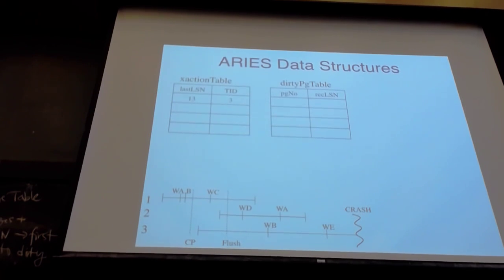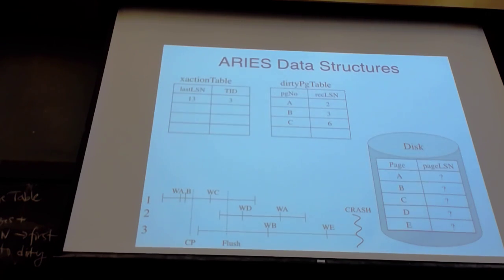Then the dirty page table is just recording all the dirty pages and the first transaction that dirtied them. Transaction ID 1 dirties pages 2 and 3, right? Then as a part of log sequence number 6, it dirties page C. At this point in time, just after we dirty C, transaction ID 2 starts, and then we flush.